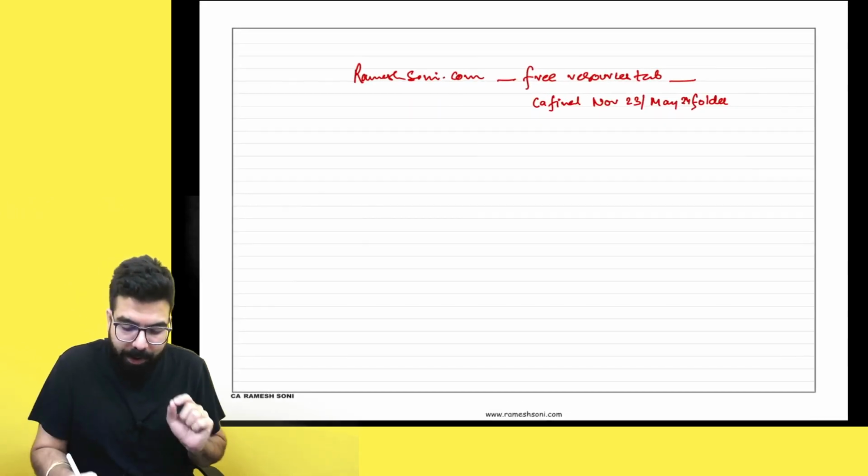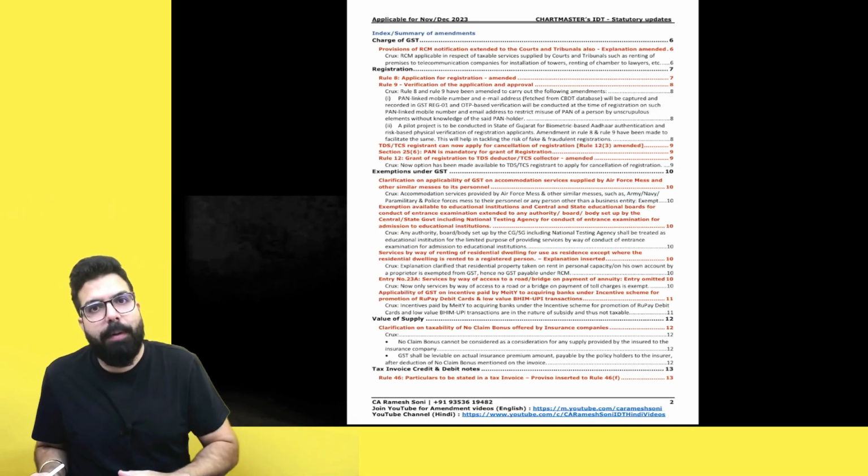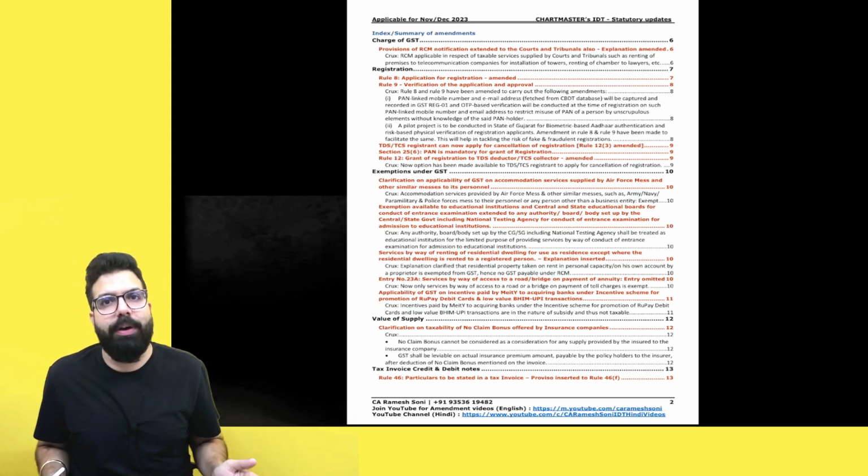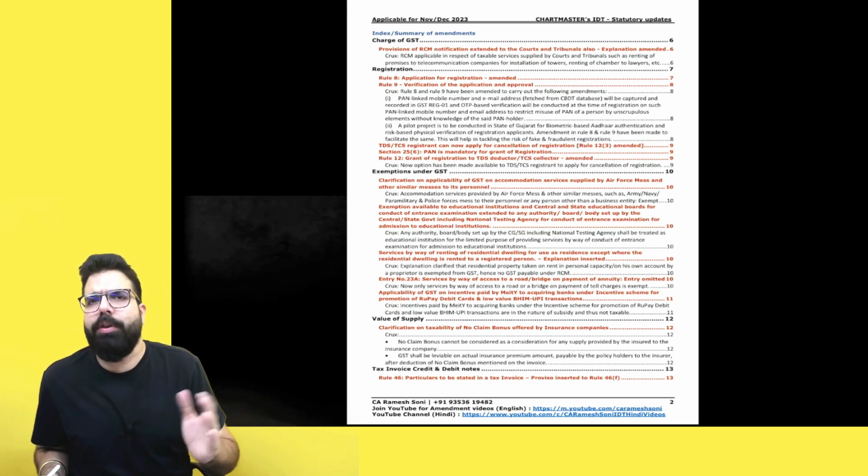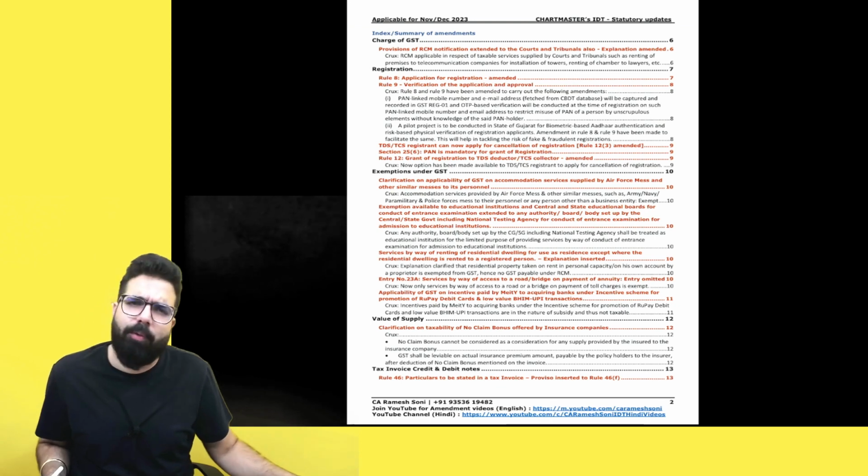In the amendment material, you will find the statutory updates applicable for your November 23 exam. Now you can download this. Along with that, the amended chart also I have gone ahead and provided.